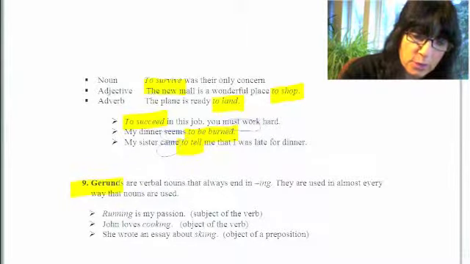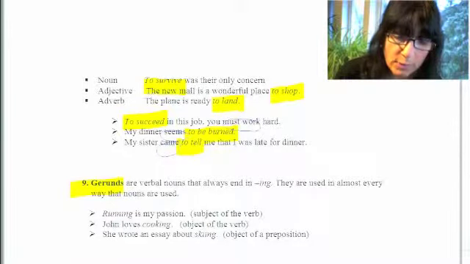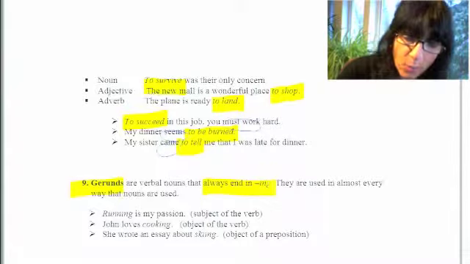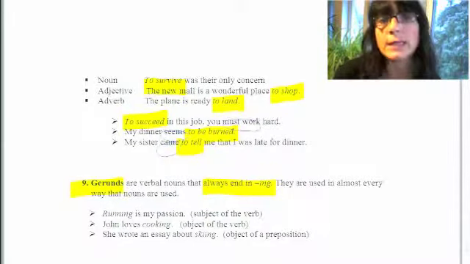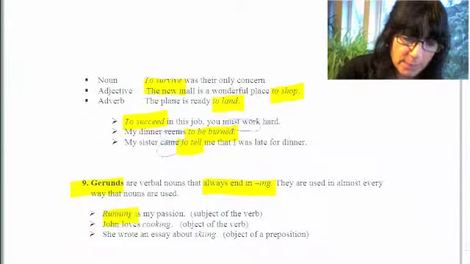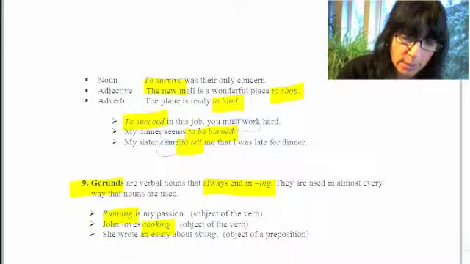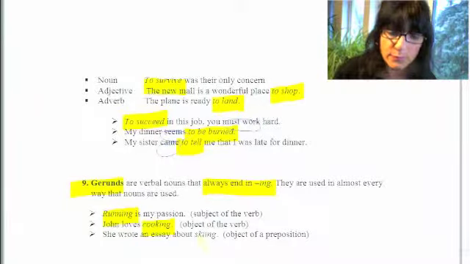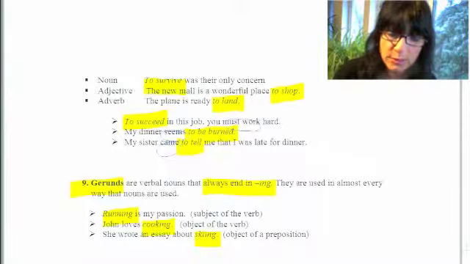And almost finished. The last type of part of speech is a gerund. Gerunds are verbal nouns. They always end in ing, and they're used in almost every way that nouns are used. Running is my passion. It's like the subject of the verb. John loves cooking. Cooking is the object of the verb. And she wrote an essay about skiing. That's the object of the preposition. So those are no longer considered the verbs of the sentence. They're almost more like a noun.